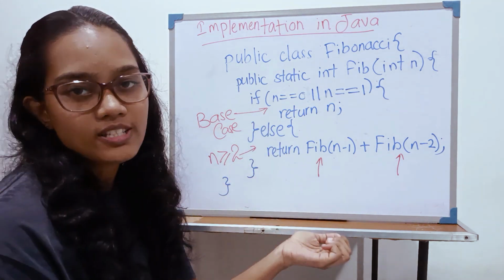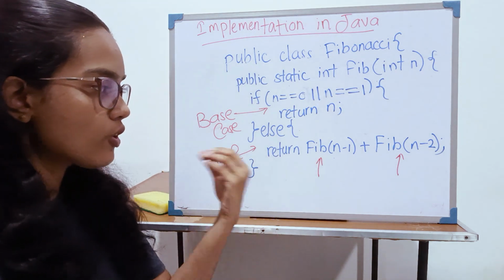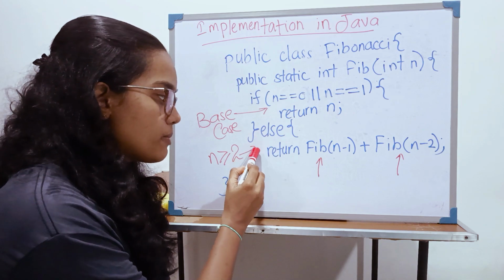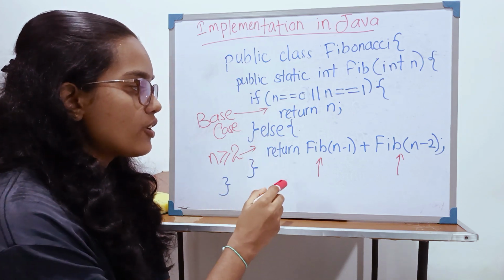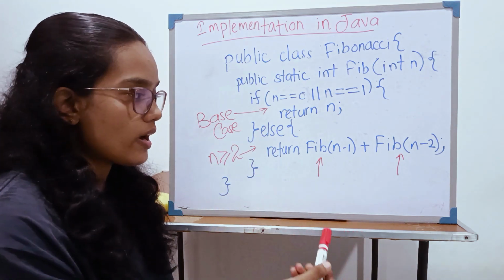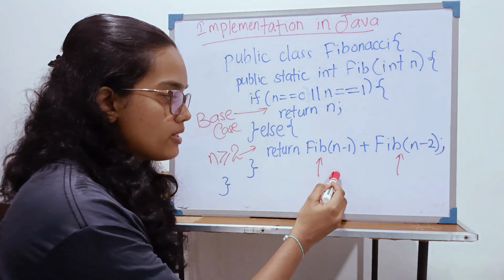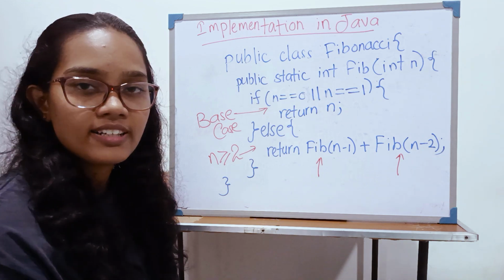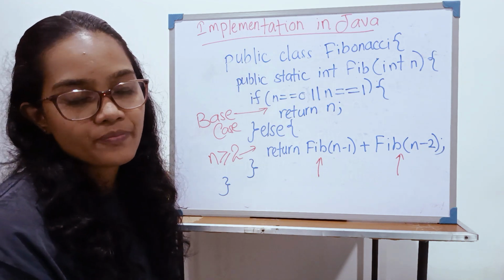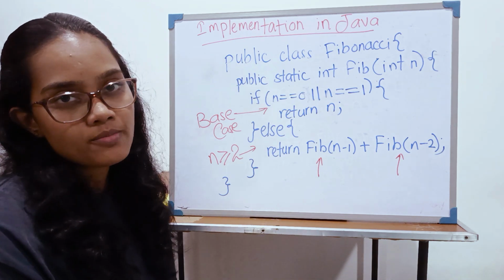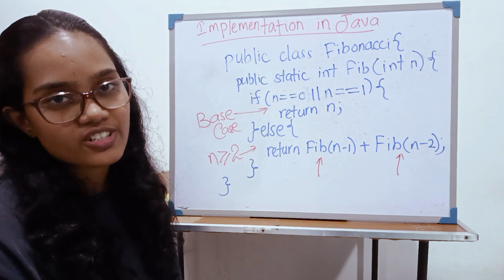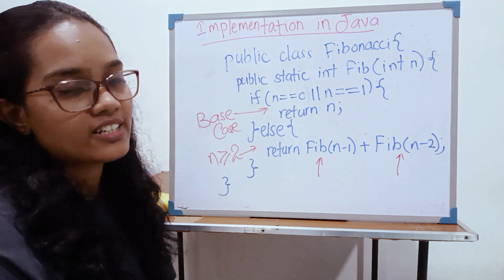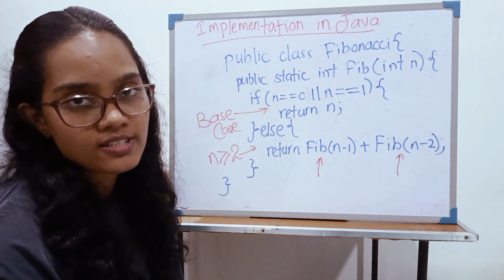So why do we call this recursive? We call this recursive because inside this else branch, we call this function twice on smaller arguments, and we do this again and again until our base cases are hit. So that's why this becomes a recursive function, because this function is calling itself again and again on sub-problems.